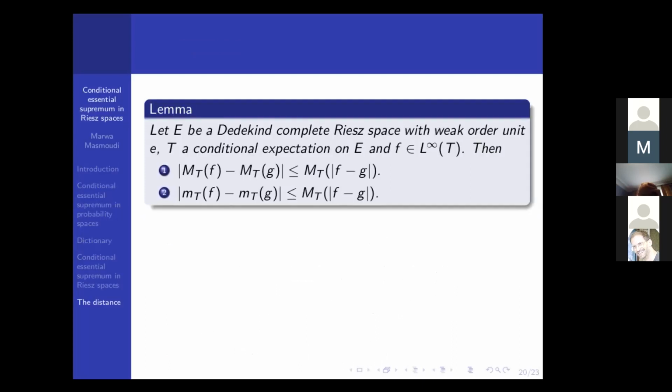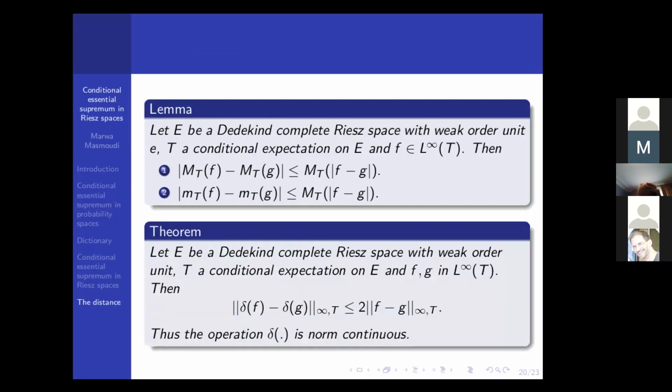The following is a preparatory lemma to our main result. So if we take a Dedekind complete Riesz space with weak order unit equipped with a conditional expectation T, then for any f in L infinity of T, those inequalities hold. As a consequence of the previous lemma, we prove that the operator delta is norm continuous.